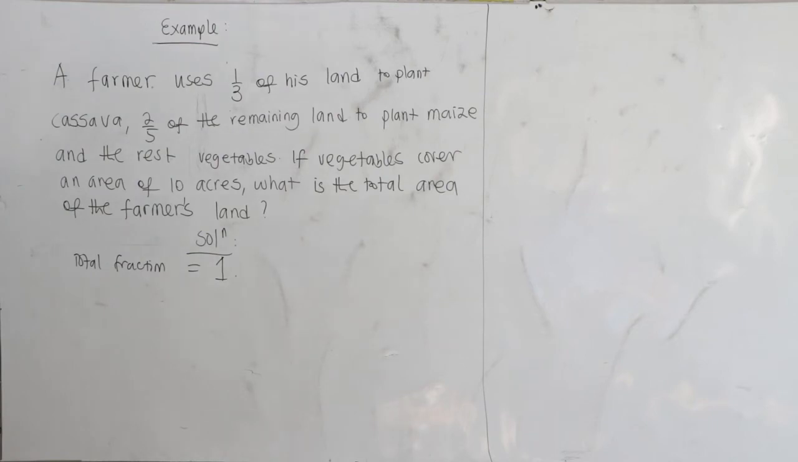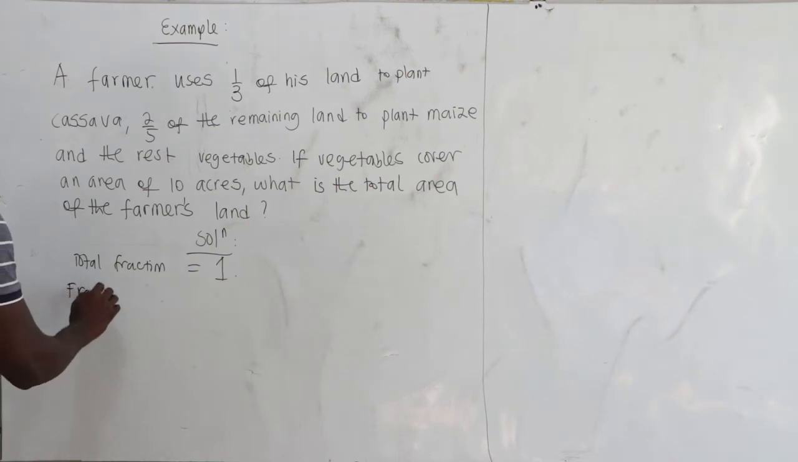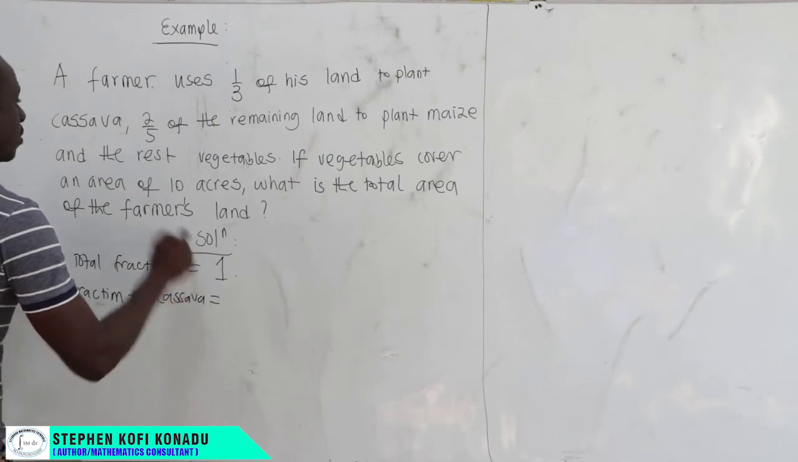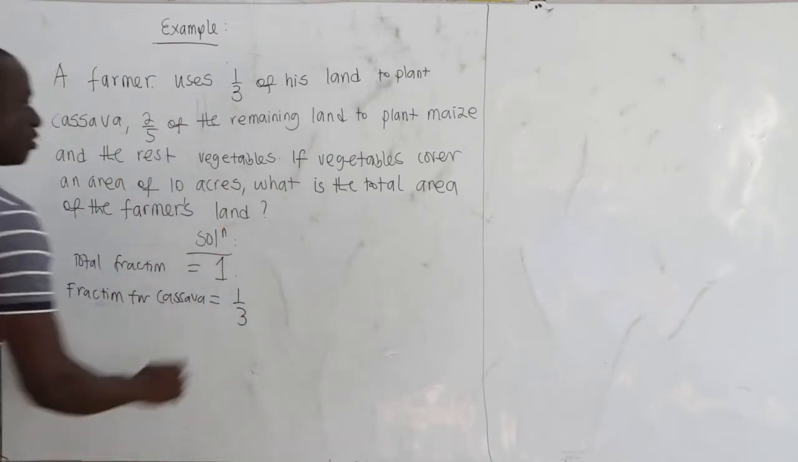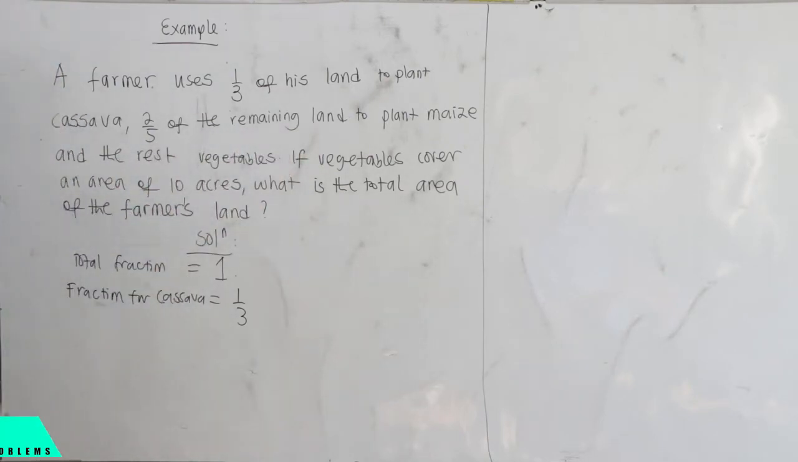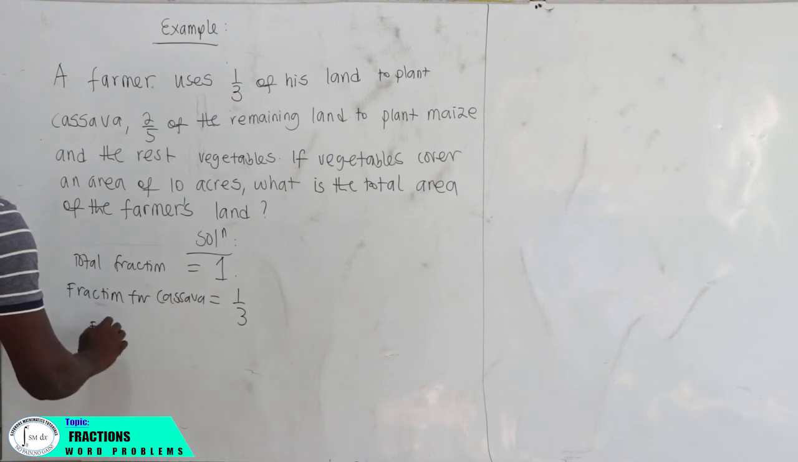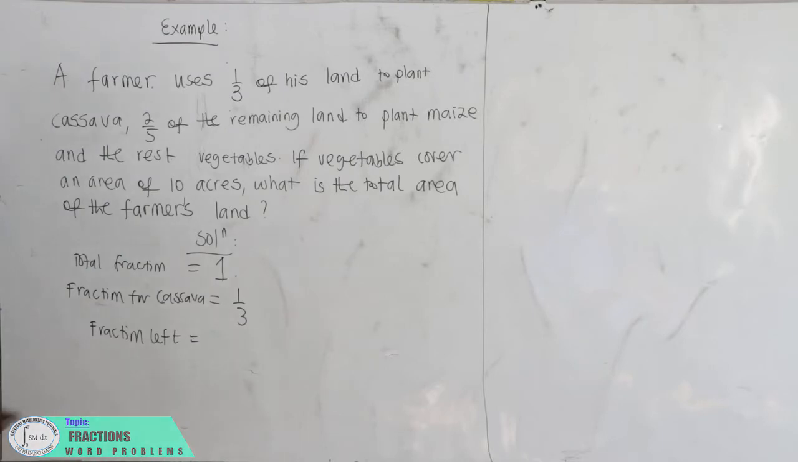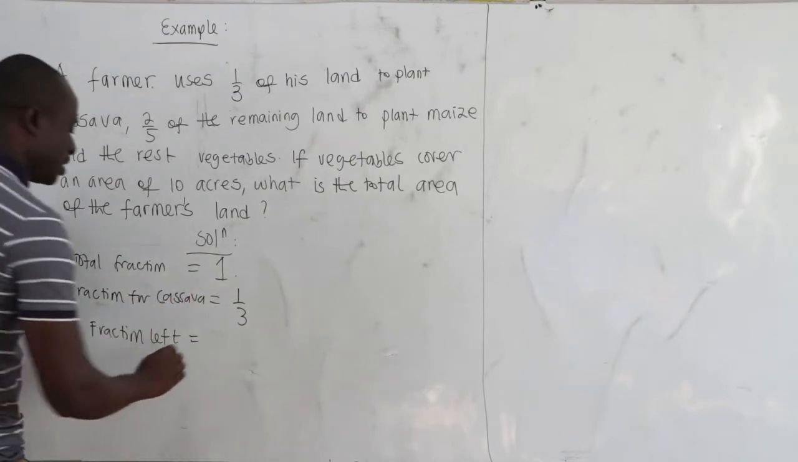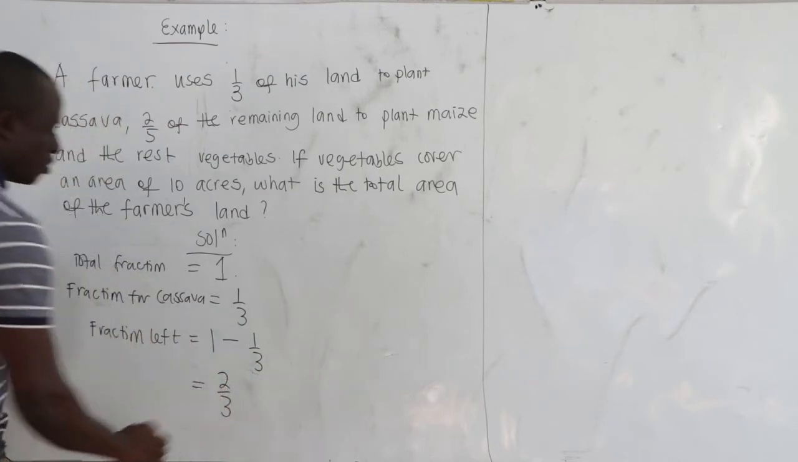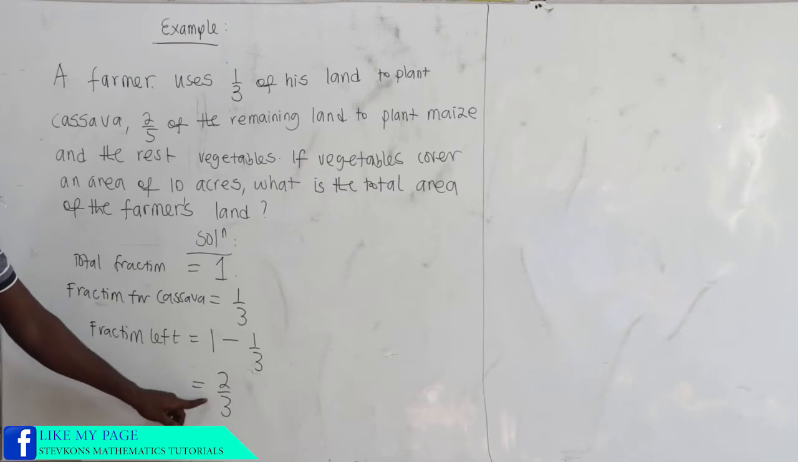Now what is the fraction that is used for cassava? The fraction for cassava, we are being told, is 1/3. And then we are being told that 2/5 of the remaining land is used to plant maize. So let's find the fraction left. We should remember the total is 1. We've used 1/3, so the fraction left will be 1 minus 1/3, and this is just 2/3. So this is the fraction left, or the fraction remaining.